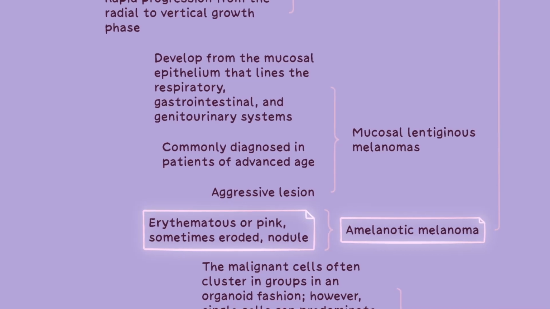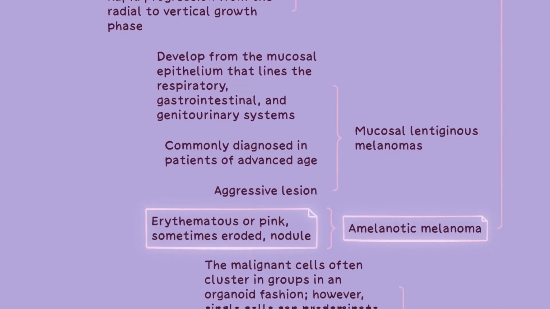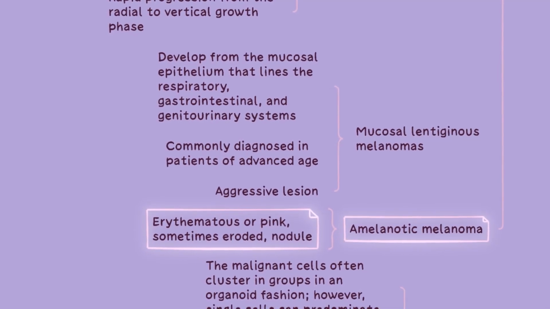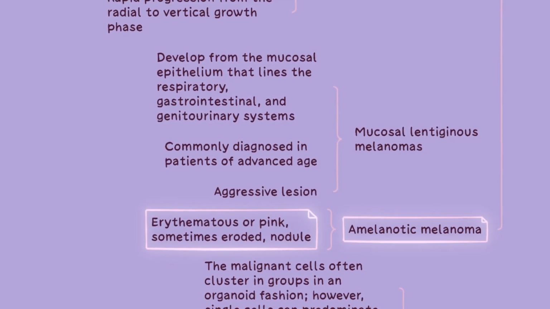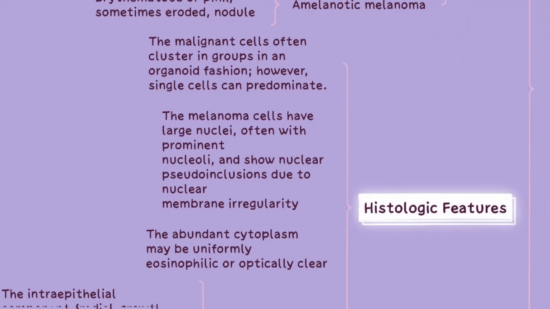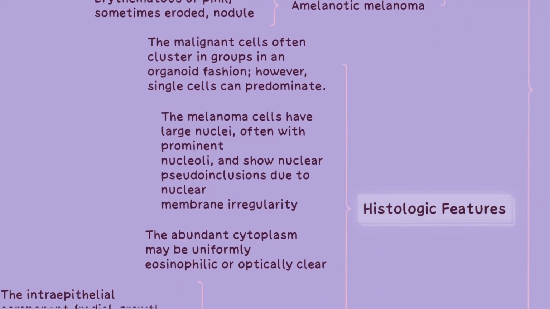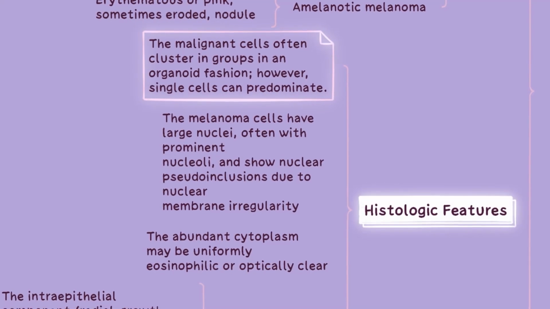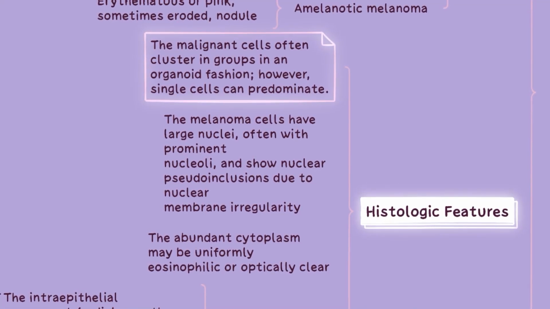Lastly, amelanotic melanoma refers to a subtype of melanoma where the tumor cells do not produce melanin. This makes them appear erythematous or pink. Histologically, the malignant melanoma displays certain characteristic features, such as the tumor cells may form clusters in an organoid fashion or may predominate as single cells.